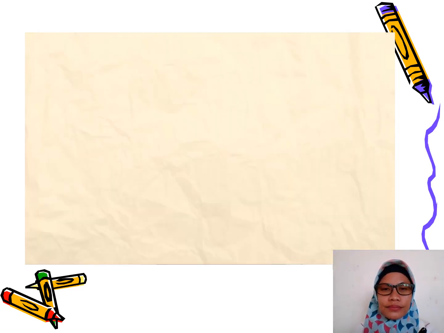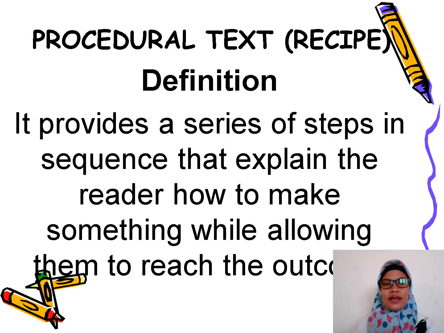And for the next, procedure text recipe, the definition: it provides a series of steps in sequence that explain to the reader how to make something while allowing them to reach the outcomes. Jadi, procedure text recipe di sini menjelaskan kepada pembaca atau listener bagaimana cara membuat sesuatu.